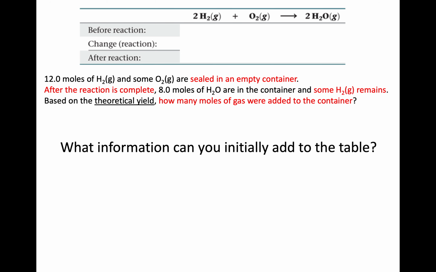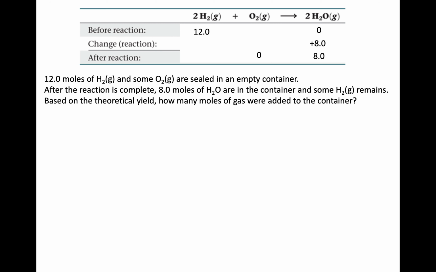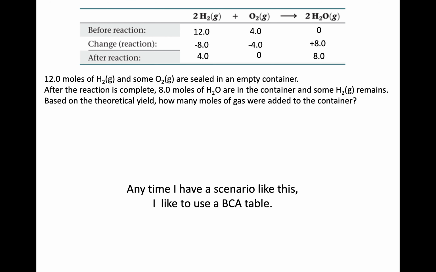What information can you initially add to the table? This is what I think that I would initially add. Do you agree? Do you have questions on this point? From there, it's simply completing the rest of the table. I have information for the H2O gas where I did not have any initially present, but I have after the reaction what is present, so I can get a term in the change line. Once I have one term in the change line, I can use the coefficients to get the other ones, and it's easy to fill in the rest of the table from there. Anytime I have a scenario like this to keep track of what's going on, I use a BCA table.